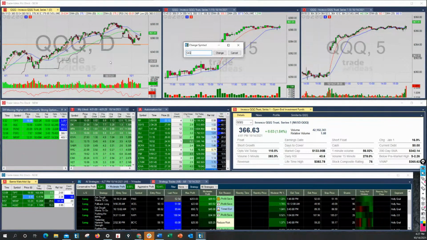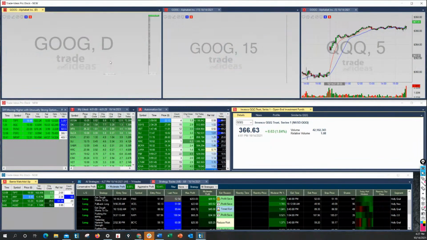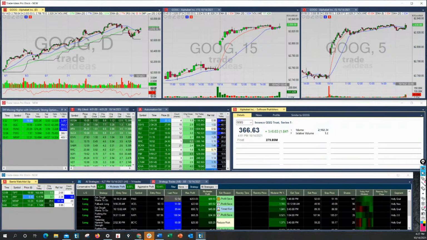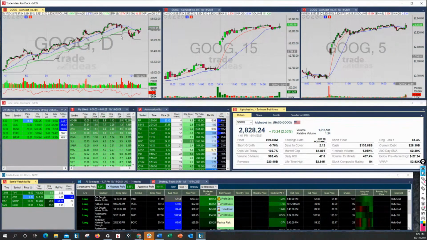All right. Take a look at the Googs. So this is a much more impressive chart. Google looks better than Apple and Facebook for sure, as far as this kind of stuff goes. So, does Google take the baton from Apple and Facebook and lead the NASDAQ higher?